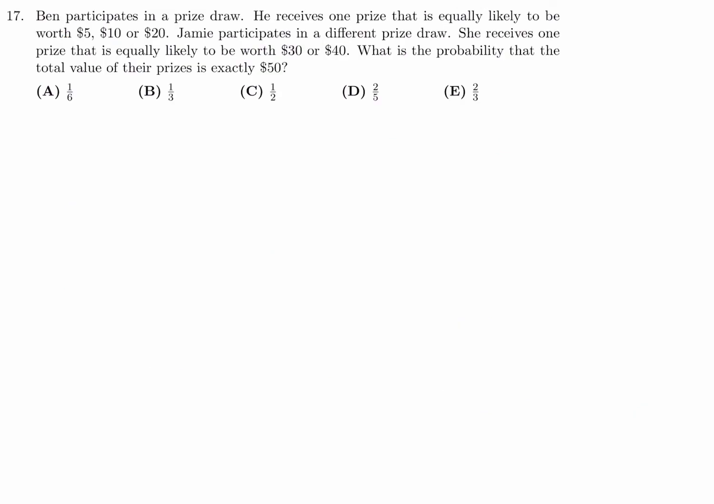Ben participates in a prize draw. He receives 1 prize that is equally likely to be worth 5, 10, or 20. Jamie participates in different prize draws. She receives 1 prize that is equally likely to be 30 or 40. What is the probability that the total value of the prizes is exactly 50? So Ben and Jamie, 5, 10, and 20, 30, and 40.